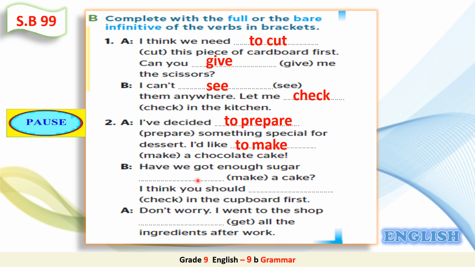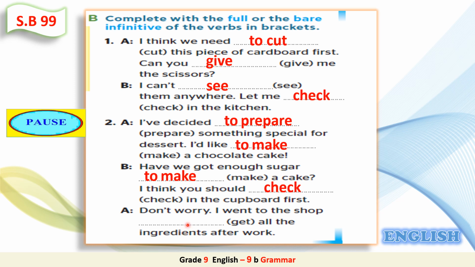Now let's go to this one. What do you think the answer is? Excellent. It's to make. Why? Because here we have the word enough. And as we studied before, too and enough are followed by full infinitive. Now, what about this? What do you think the answer is? Brilliant. It's check. Why? Because it is preceded by the modal should. And after modals, we always use bare infinitive.